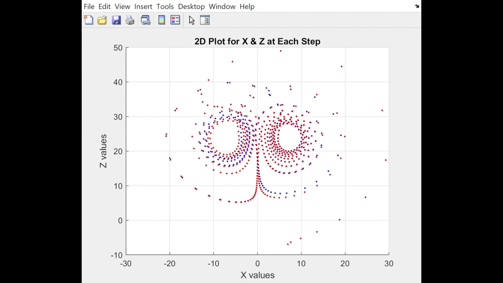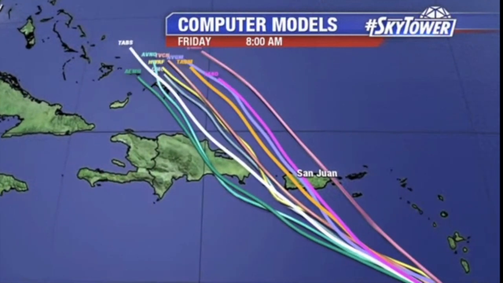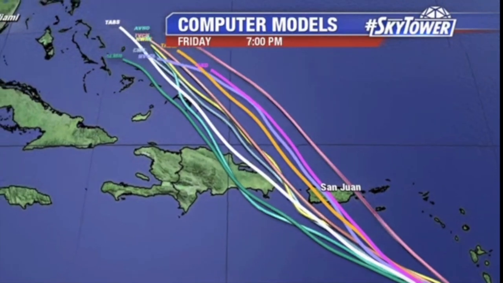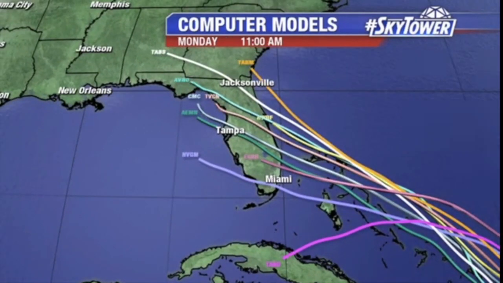This is why you see different weather forecasters use models that show different trajectories over time. It has lots of different trajectories because it's hard to predict the exact precise initial conditions for those storms. And so this is why you see that in meteorology.